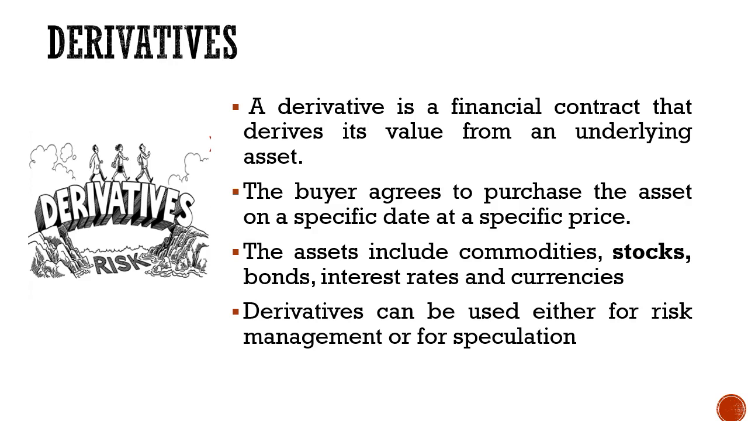Now, the derivatives is basically used either for risk management, which is also termed as hedging, where you're trying to lower your risk, or for speculation. Now, speculation is another term used for betting. You are assuming that in future the price may increase or decrease. So based on your assumption, you are trying to speculate the market, and based on that you can buy a particular asset at a specific date and at a specific price. So this is known as derivative.